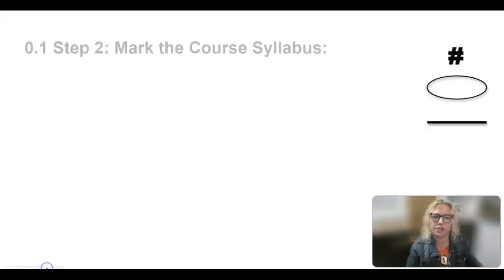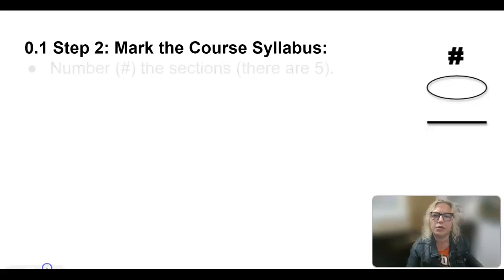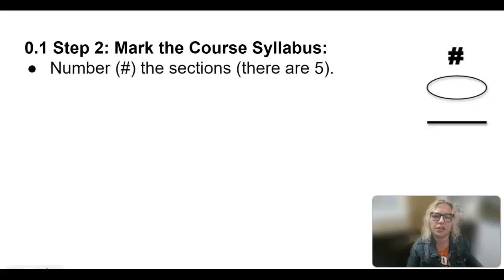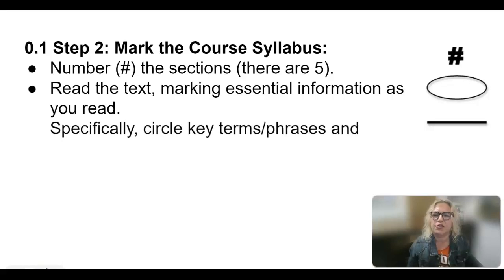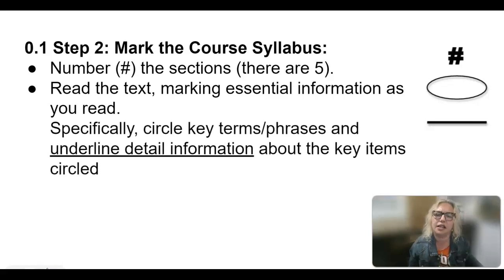I have a course syllabus, and what I want you to do for this next step is to mark the text. You're going to number the sections. There are 5 of them. You're going to circle key terms and phrases and underline detail information about the key items circled.